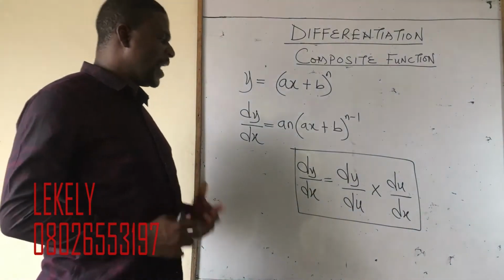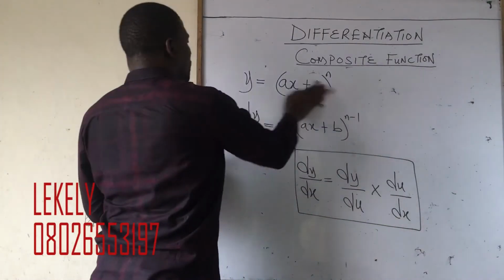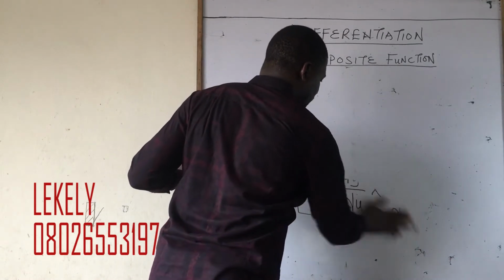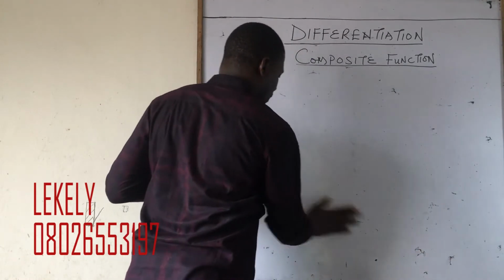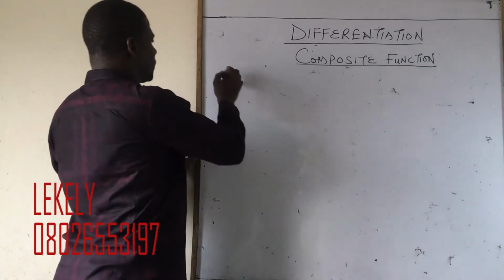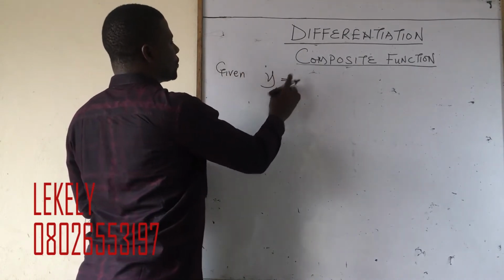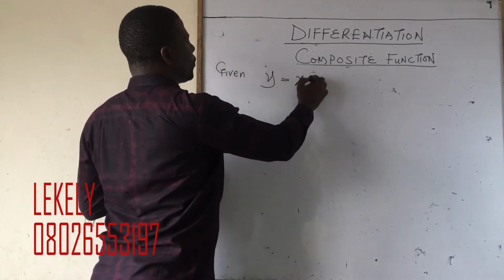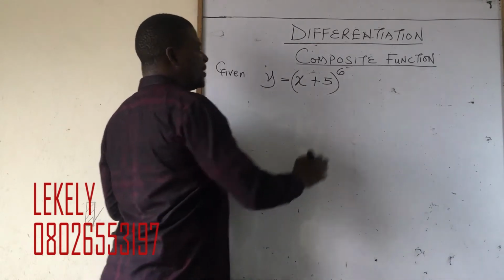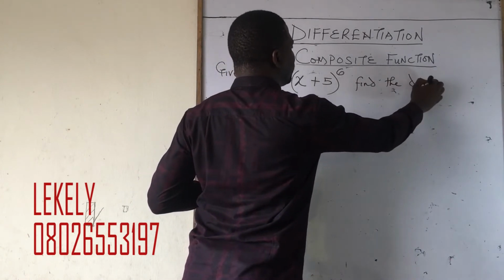Let's take a question and then apply this formula. Okay, now let's say you have something like this. Let's say given y equals (x plus 5) raised to power 6, and they say find the derivative.